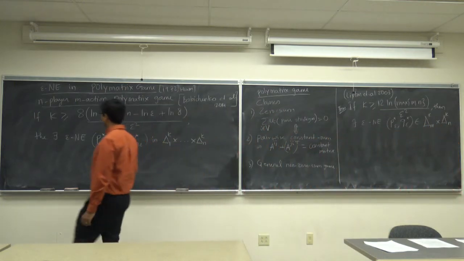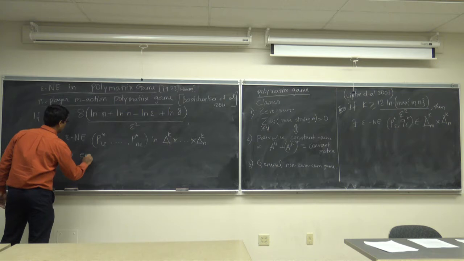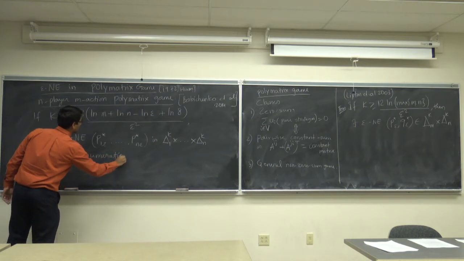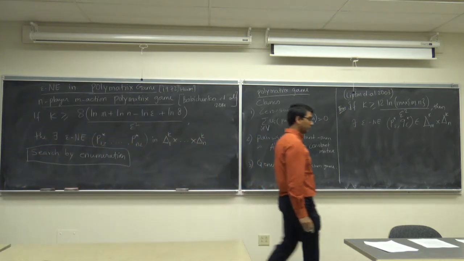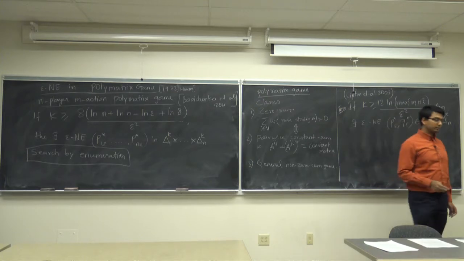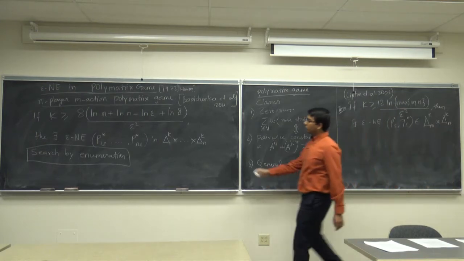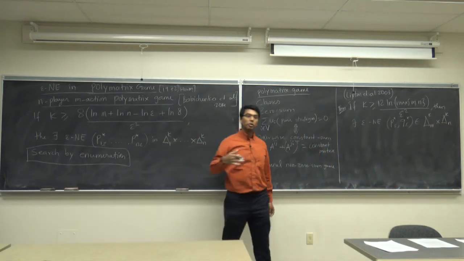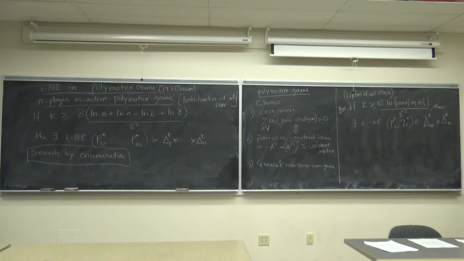Okay, and how would you search for epsilon Nash? Search by enumeration. So it might take you several years to find an equilibrium if you enumerate a very large number of players, but that's the main result for a general non-zero sum polymatrix game. Okay, how do you get these kind of inequalities? Well, you use concentration of measures in some fashion. Okay. And then you get some of those inequalities.